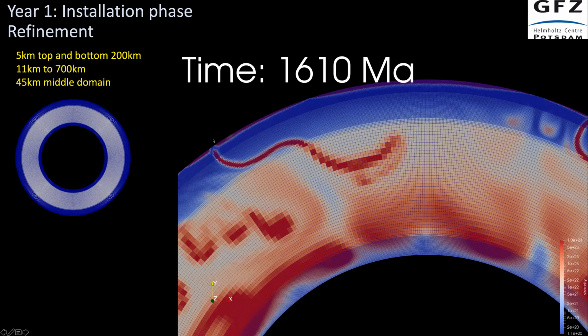And so here I'm showing you the refinement in our models, here on the global scale and a zoom in on the right. So this model is at refinement level total 8, but we have also been going up to 10. Here the resolution in the radial direction is 5 kilometers in the top and bottom 200 kilometers, decreasing to 11 kilometers down to 700, and then around 45 kilometers in the middle of the domain.